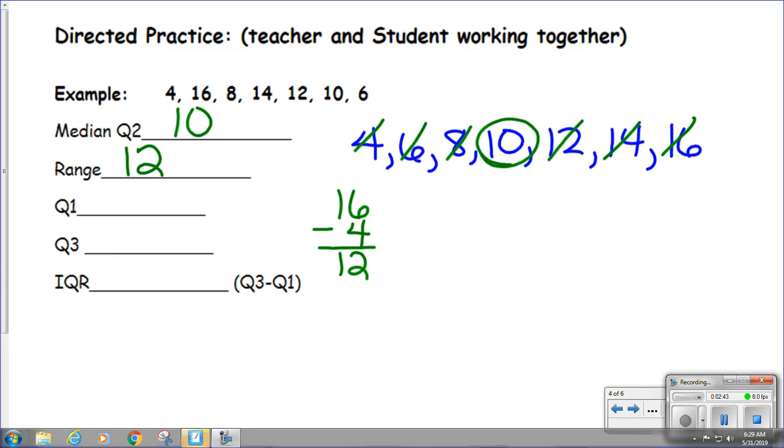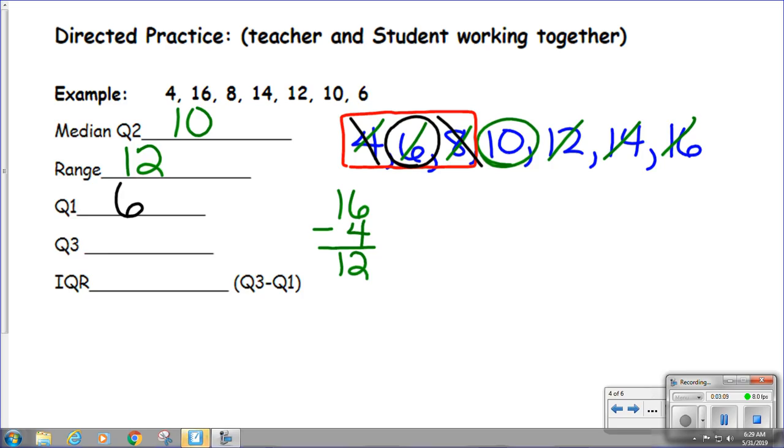We're going to find quartile 1 by looking at all numbers that are to the left of this median. So those are your 4, 6, and 8. I'm going to place a box around them, and now I'm going to find the median of those numbers. So I'm going to cross off the 4, the 8, and I'm left with the 6. Quartile 1 is 6.